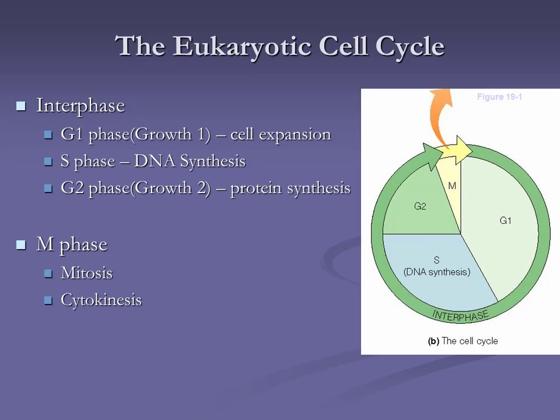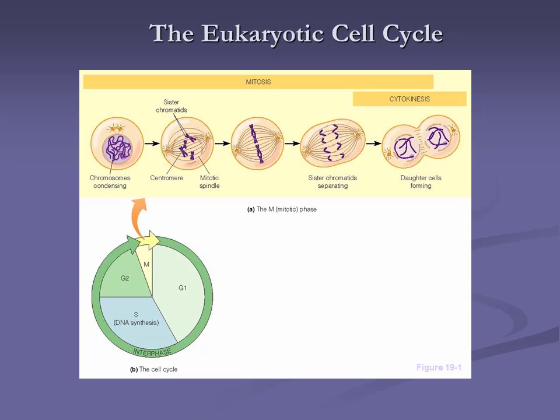So here we have, other than mitosis, the remainder of our cycle, G1, S, and G2, collectively together we call interphase. It's between mitotic events. And then here, the M phase, mitosis, which is literally karyokinesis, division of the nucleus, and cytokinesis, where we're going to actually divide the cells in half.